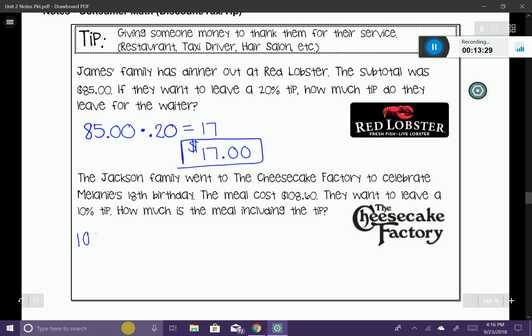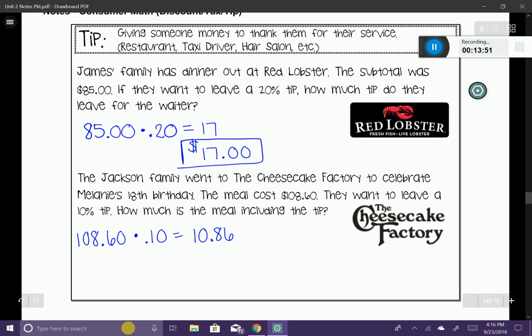So $108.60 times my 0.10, or my 10%. I'm going to calculate that in my calculator, and that's going to leave me with $10.86. Notice how I didn't have to round any numbers there. Sometimes you will. Now, that right there is the tip.